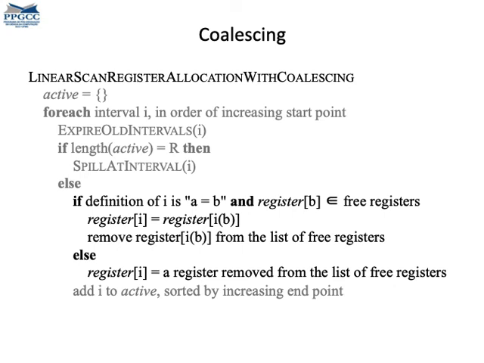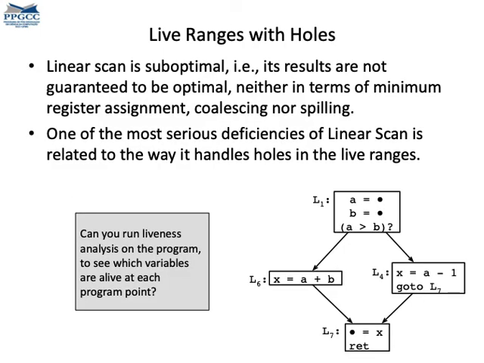I suggest you stop the video and read the code again. Before we finish the class, let's revisit an important observation. I said in the beginning of this class that linear scan is not optimal. Indeed, it's pretty far from optimal. However, interval graphs can be colored optimally in polynomial time.